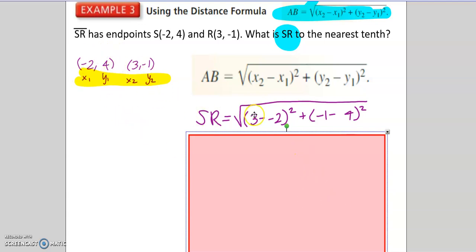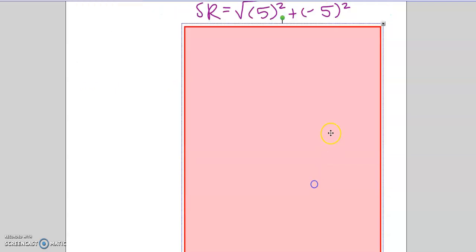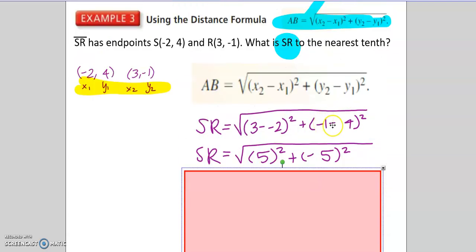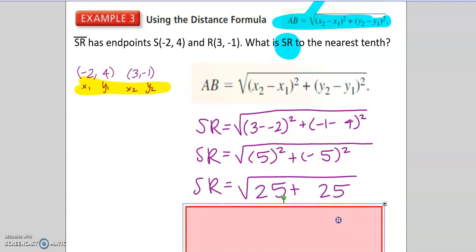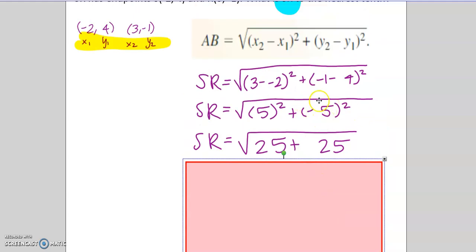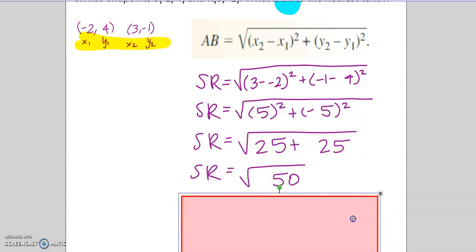So I'm going to focus 3 minus -2, that's going to give me 5, and -1 minus 4 gives me -5. I keep them in parentheses because now we square it. We do the parentheses first and then we apply the square. So now I do 5 squared gives me 25, and -5 squared also gives me 25. Remember, a negative times a negative gives me a positive. Now we add 25 plus 25 gives me 50.